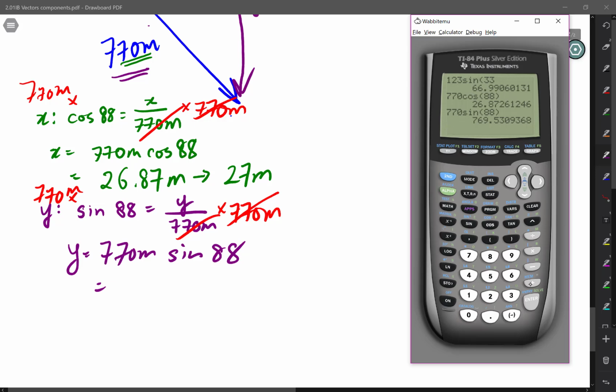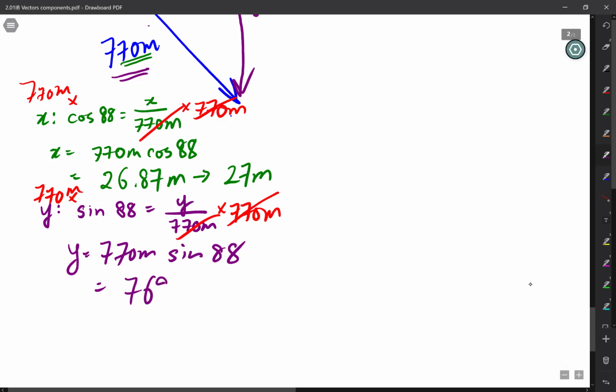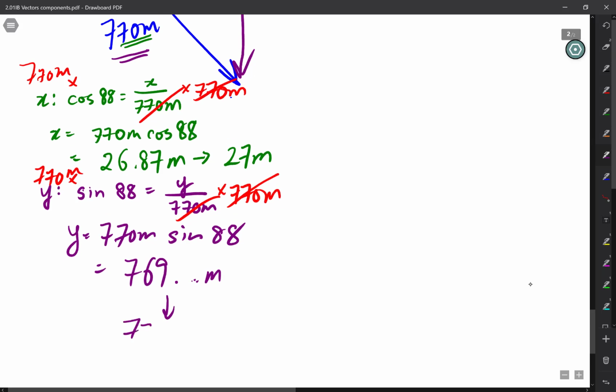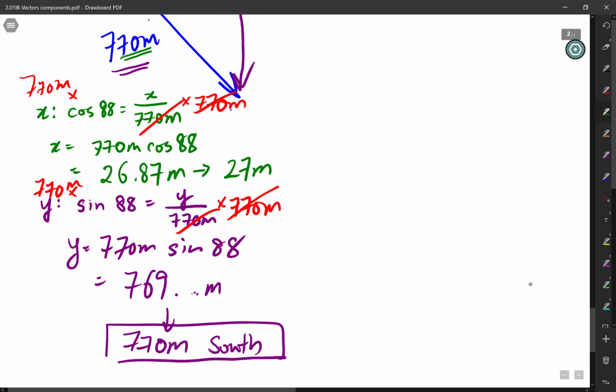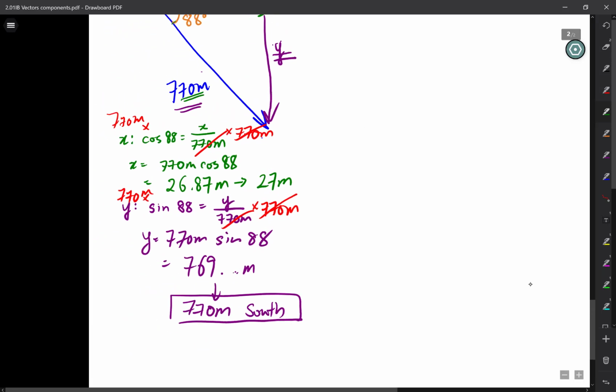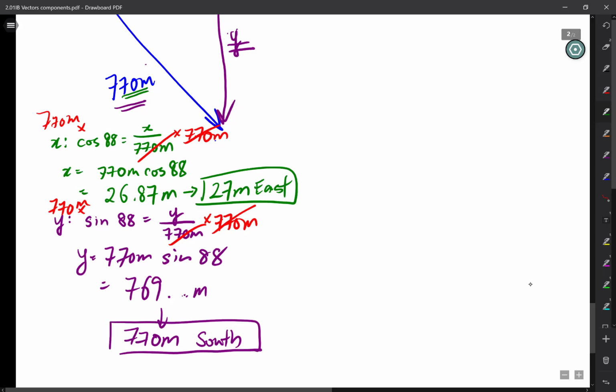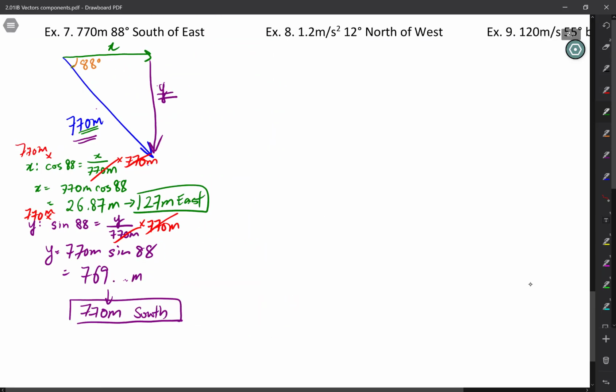769, which is very close to 770. Unfortunately, this does round to 770 meters south. It's really weird. I know, it's the rounding that causes this kind of confusion, because that's pretty much this original vector itself. Oops, and I forgot the direction for this one. So now you have the two components, 27 meters east and 770 meters south.